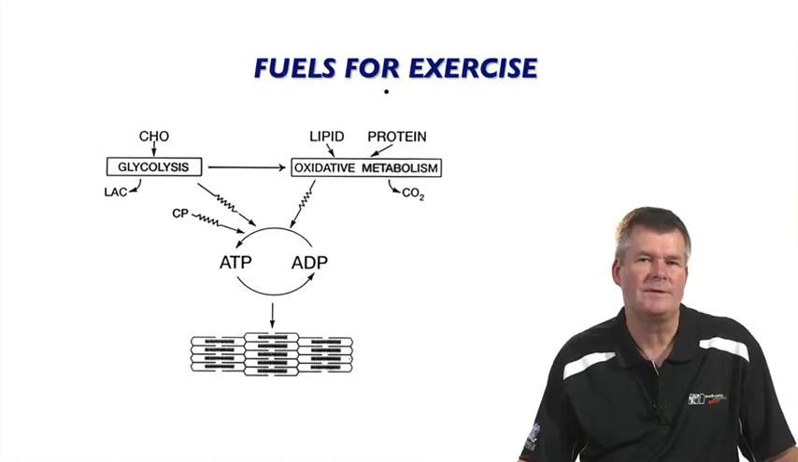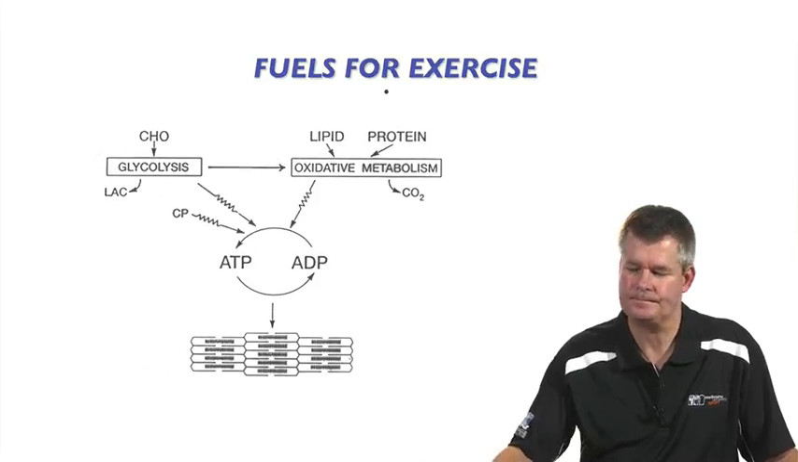Traditionally, we refer to them as the anaerobic energy systems, or substrate level phosphorylation that's not dependent on oxygen. The other pathway is oxidative metabolism, or oxidative phosphorylation, where ATP is generated in the presence of oxygen following the breakdown of carbohydrate and fat primarily. Proteins, under certain circumstances, can be utilized, but in most instances they represent a relatively small proportion of the overall energy metabolism during exercise.